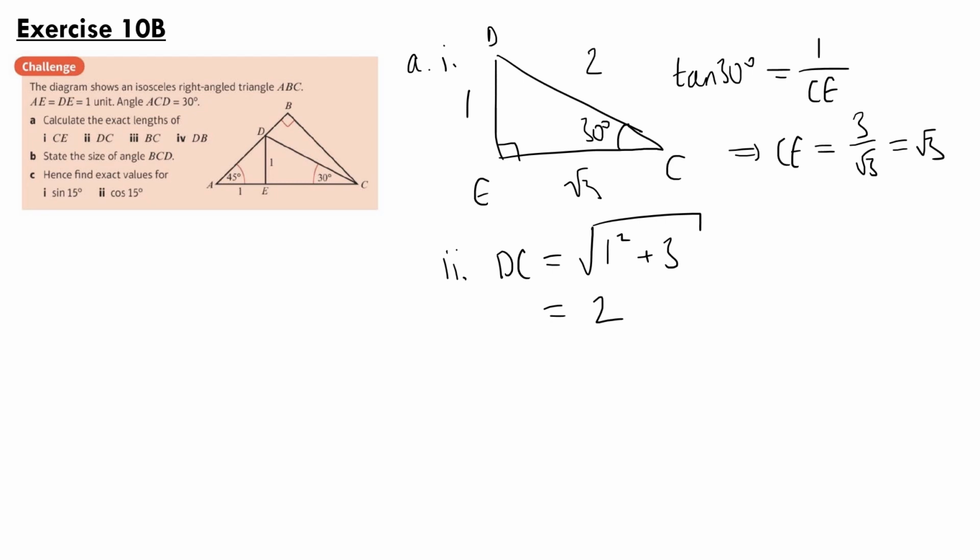Okay, and now for BC. Now we're asked to find the exact length of BC. And to do this, we can look at the entire triangle ABC. So drawing that out, we have B at the top here, A here, and C here. And this angle here is 45 degrees, and this angle here is a right angle. So this is an isosceles triangle with these two side lengths equal.